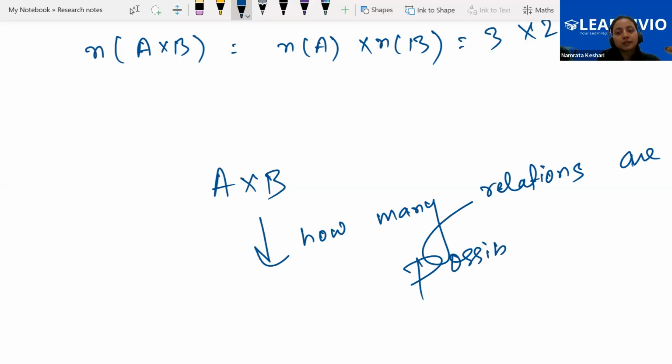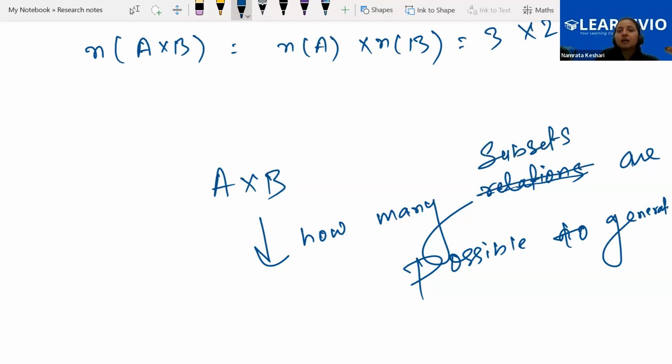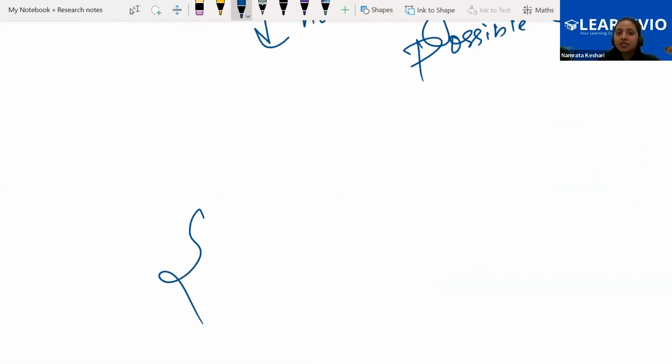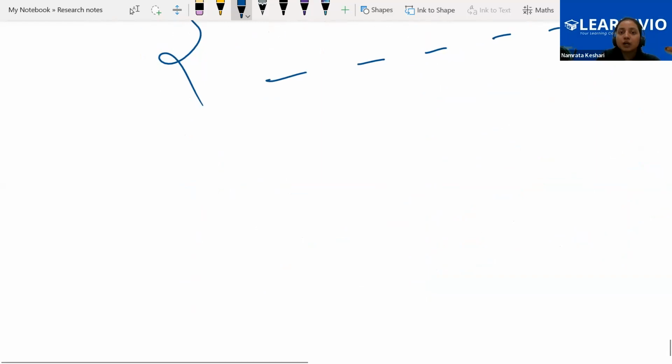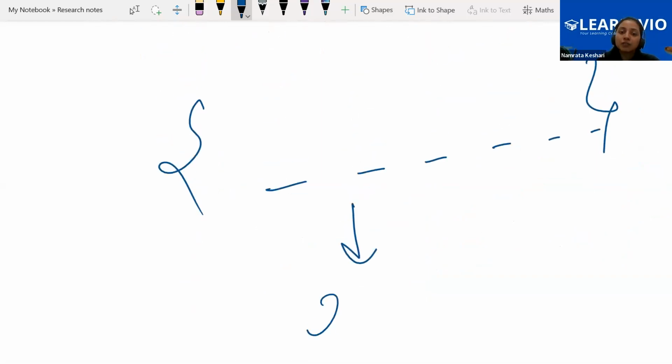How many relations are possible to generate? That means how many subsets of this A cross B are we able to generate? A set which has 6 elements, 1, 2, 3, 4, 5, 6, how many subsets will we be able to make out of that? 2 to the power 6.